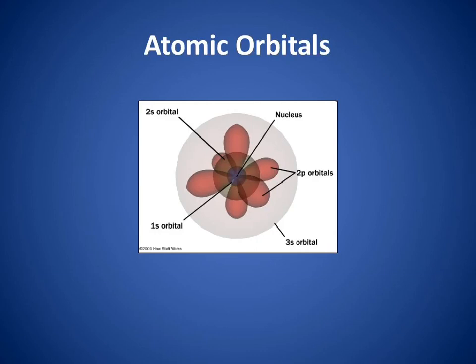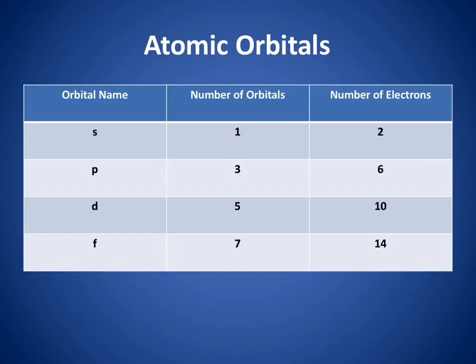So here's a summary of all the different shapes. S, P, D, and F. There's one version of the S. There's 3 versions of the P, 5 versions of the D, and 7 versions of the F. Do you guys see the pattern there? 1, 3, 5, 7. It is a pattern. 1, 3, 5, and 7.